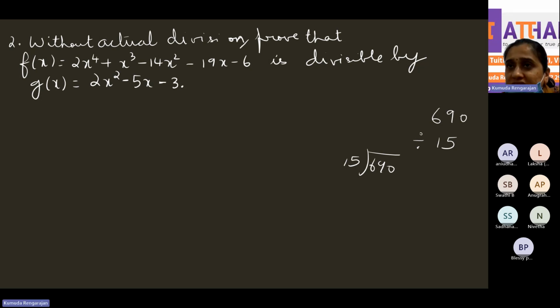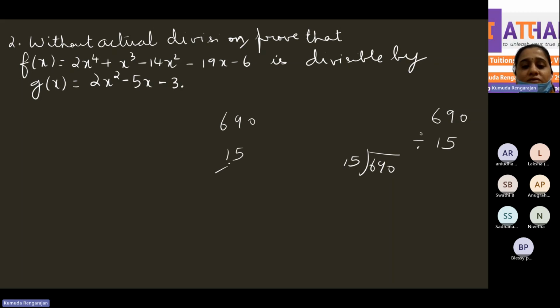I want you to check if 690 is divisible by 15. Divisible means exactly divisible only. But you should not do the long division. No, that also is division, that is simple division. So without dividing, what you'll have to do is, what are the factors of 15?